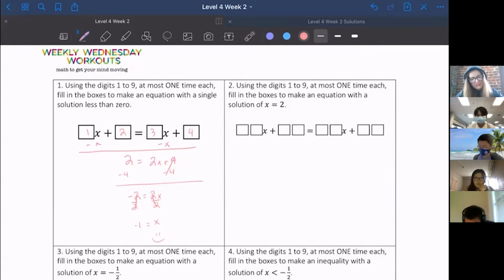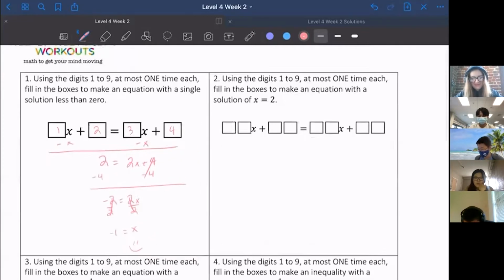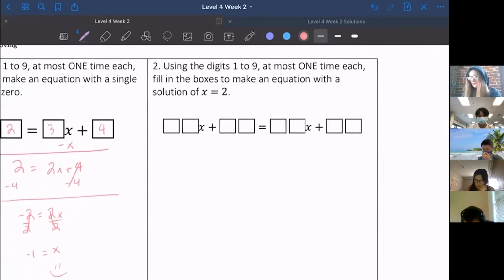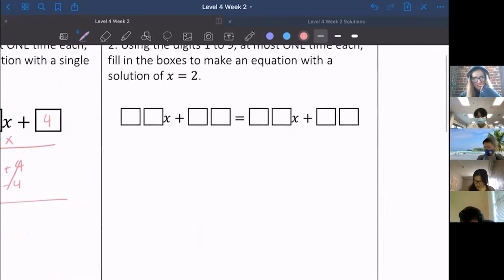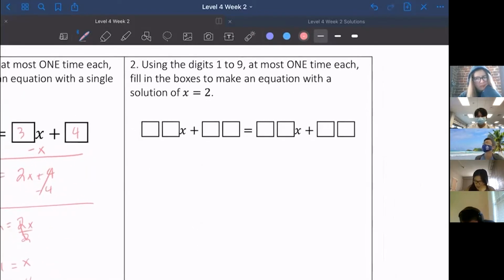Okay, I see Annalise says she's lost. So let's see what we can do for this one. We know that we're going to be using the digits 1 to 9 one time each in these boxes. So at the end, we're going to be using 8 digits. That's what really makes this question kind of hard, because there's not that many options. The way I liked thinking about this problem was to think of a good way to make 2. So let's just fill in these numbers with random blank letters at first.